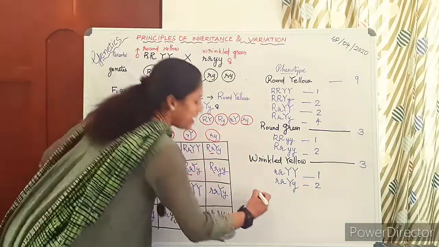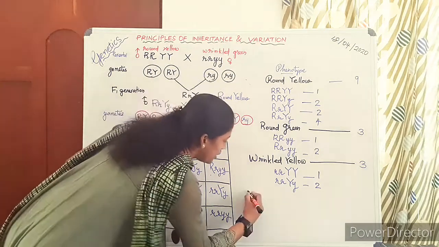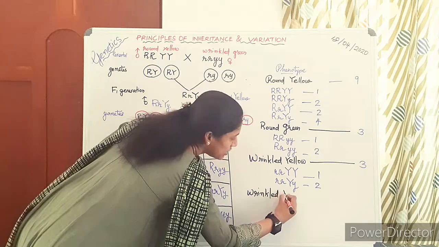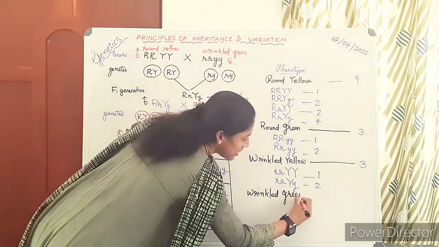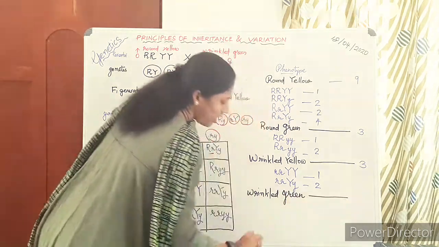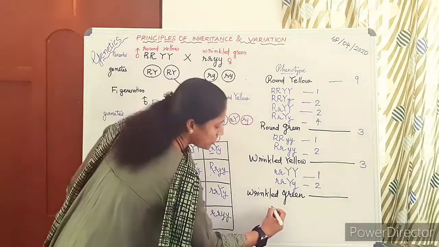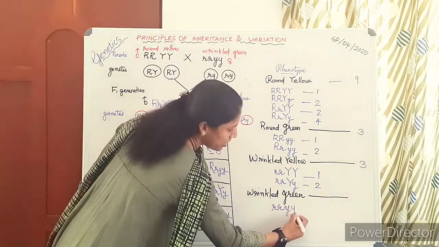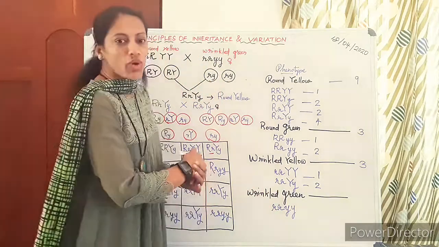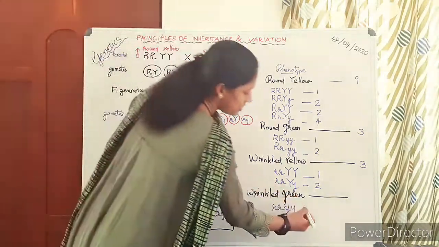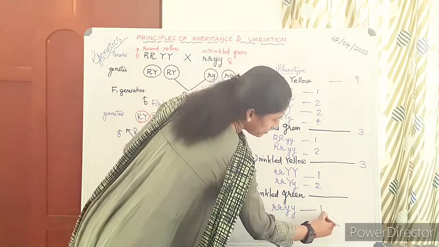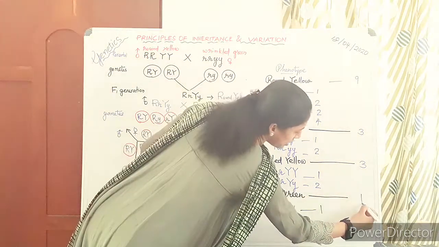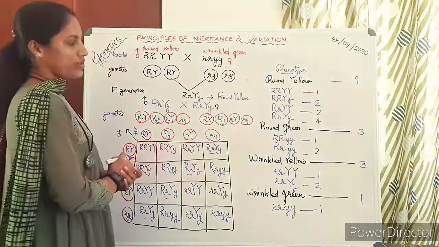Then the last possibility is wrinkled green. How many are wrinkled green? Wrinkled green, only one possibility is there. Both cases recessive, small r, small y. And this is only 1. So here wrinkled green will be only 1.